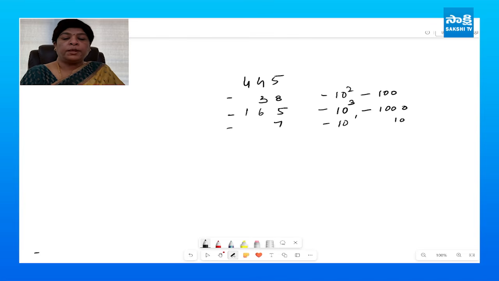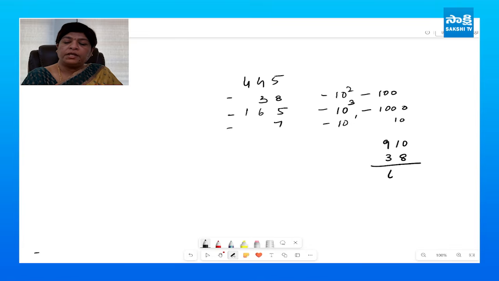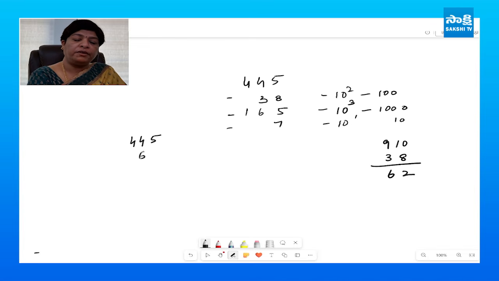Now, the next step would be finding the Nikhilam for all the 3 negative numbers. For 38, all from 9, last from 10. So 38 gives me 62. So let me write down all these numbers, 4, 4, 5. Since I'm going to add the Nikhilams, I'm going to write the Nikhilam right here.